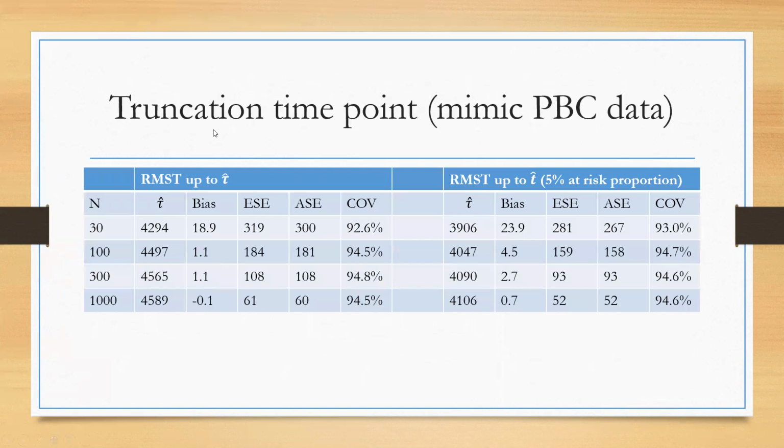So here is a very simple simulation. You can see the last time point on average. This column is much longer than, for example, when we truncate the Kaplan-Meier curve such that 5% of the patients are still at risk. So we can substantially prolong the truncation time point if we follow to the last time point. And you can see the coverage level of the confidence interval is still satisfied, pretty much 95%, even for a very small sample size.